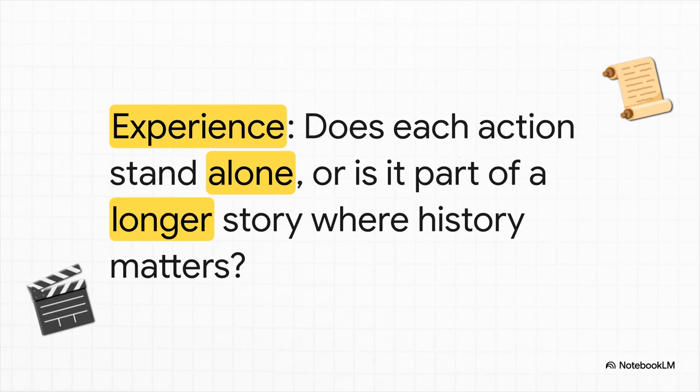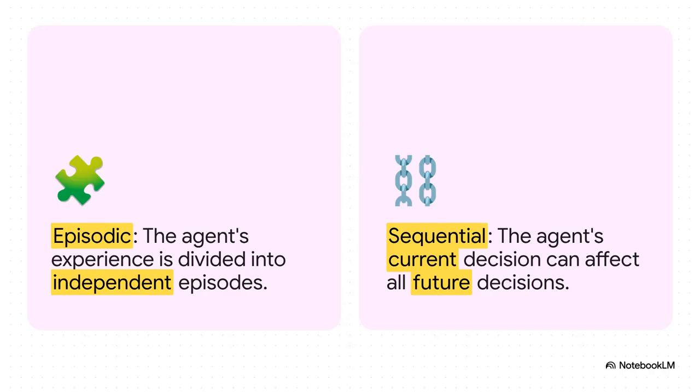Is each decision a one-off thing? Or is it part of a longer story where what you did before really matters? So, in an episodic environment, the world is chopped up into these little independent tasks or episodes. What the agent does in one episode has absolutely no effect on the next one. It's a clean slate every time. But in a sequential world, history matters a lot. Every single action is a link in a chain. A decision you make right now could have huge consequences way down the line.